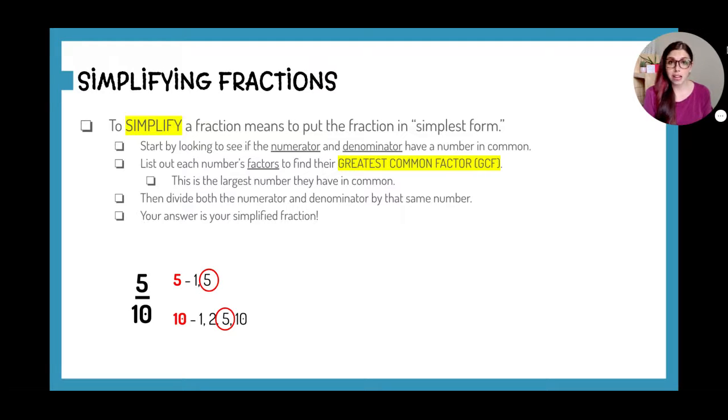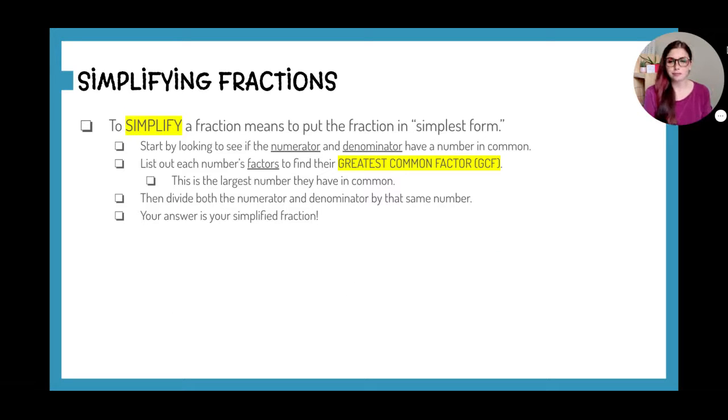So now I'm going to take this 5 and I'm going to divide my numerator and my denominator by 5. 5 divided by 5 is 1, and 10 divided by 5 is 2. And that's my new fraction. 5/10 is the same thing as 1/2. 1/2 is just the simplest form of 5/10.